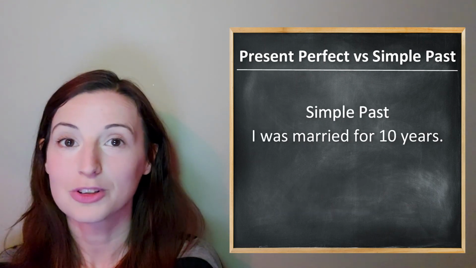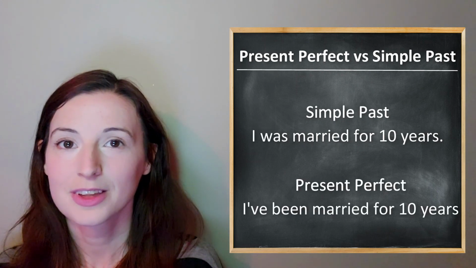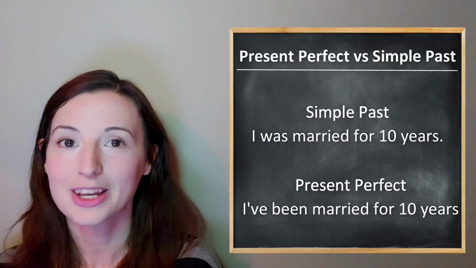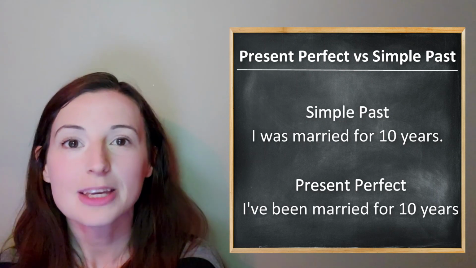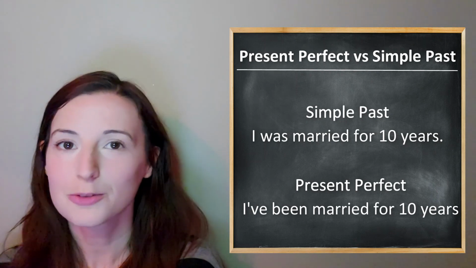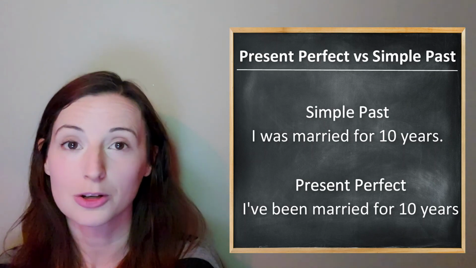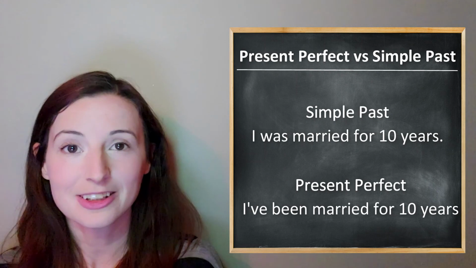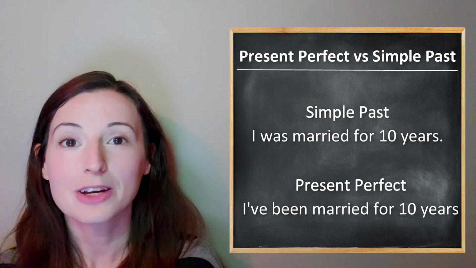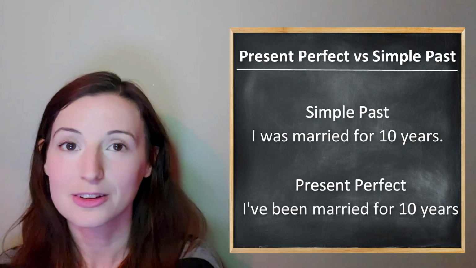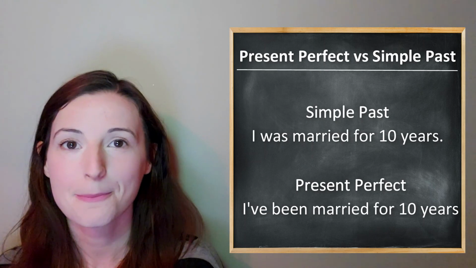I was married for 10 years. I've been married for 10 years. This is the same idea as before. In the first example, I was married for 10 years, but I'm no longer married. In the second example, I was married 10 years ago, and I'm still married today.